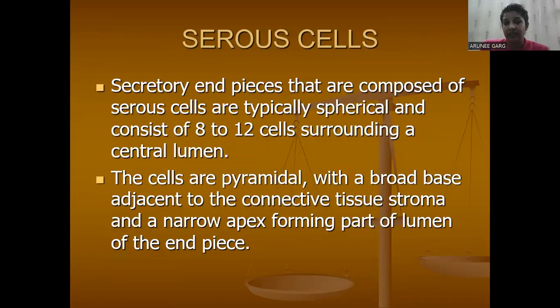The secretory end pieces that are composed of serous cells are typically spherical and consist of 8 to 12 cells surrounding a central lumen. The cells are pyramidal in shape with a broad base adjacent to the connective tissue stroma and a narrow apex forming part of the lumen. They are pyramidal in shape.